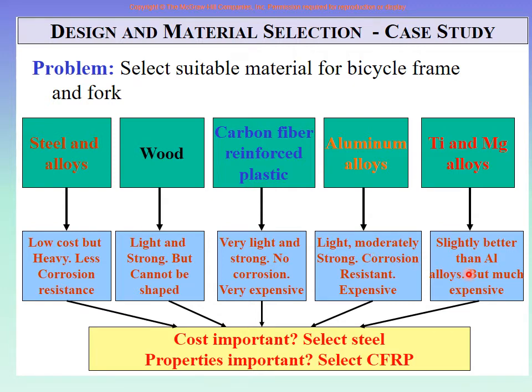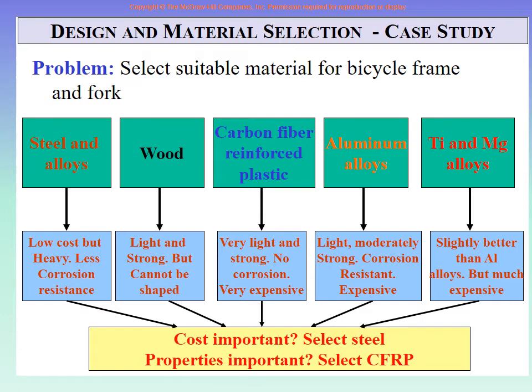expensive. So you see, except wood that perhaps cannot be properly shaped into all the frame shape that you want, all the other choices of materials are possible and good. That is how engineering works. When there are many possible types of materials, how do you select? So you see, at the base, if cost is important, select a steel. It will be really strong, but it will be heavy.